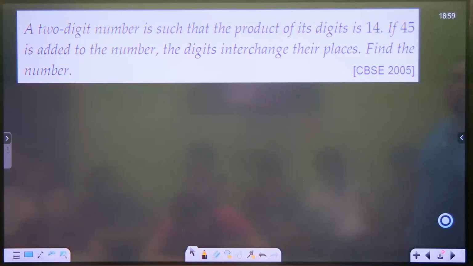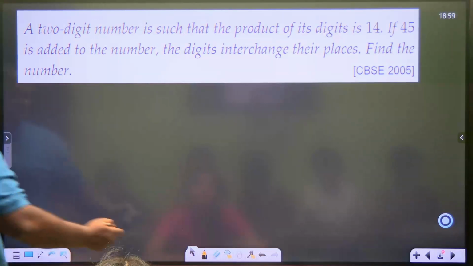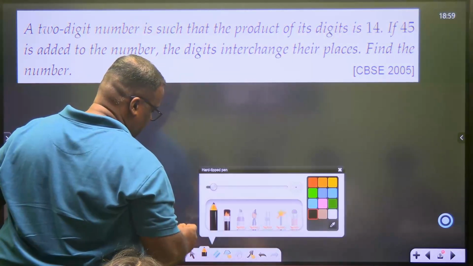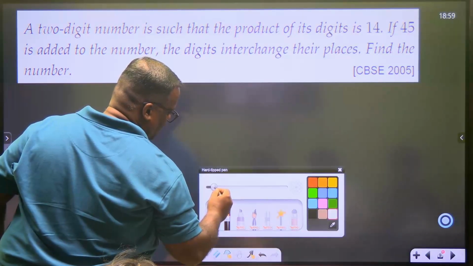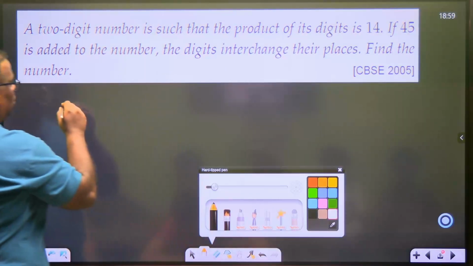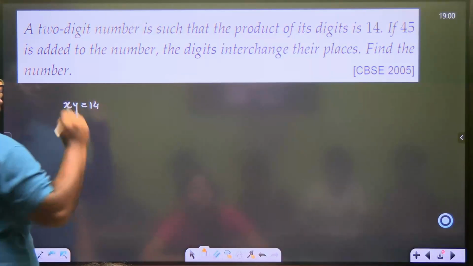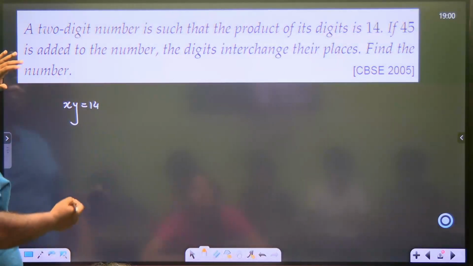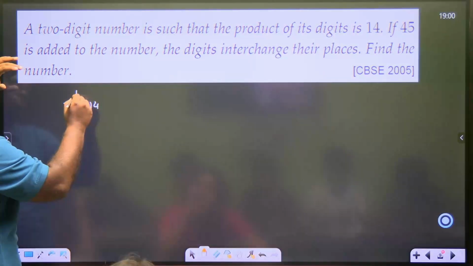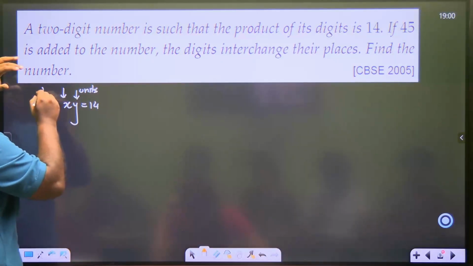A 2-digit number is such that the product of its digits is 14. We are doing linear equations in 2 variables. So obviously product means, product of its digits is equal to 14. And if 45 is added to the number, so we should take one, let this number be the units digit, let this be the tens digit.